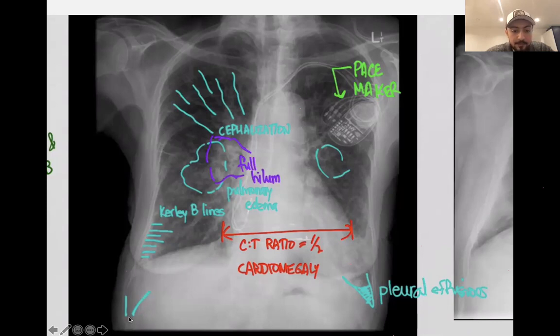And you can see here, you cannot see the costophrenic angle because it's filled with fluid. The pleural membrane is filled with fluid, and so it covers this black shadow. So you cannot see this angle. So these are all signs of congestive heart failure.